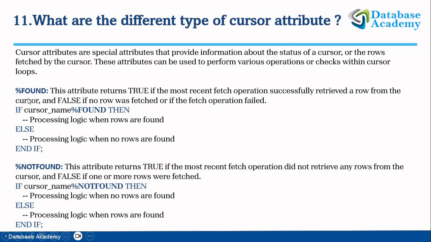Just the opposite of %FOUND, we have another cursor attribute, %NOTFOUND, which can be used. This will return true if the most recent fetch operation did not retrieve any row. So if your cursor has not returned any row, %NOTFOUND will return true. If it is returning more rows, then it will return false. That's how we can use these two attributes.